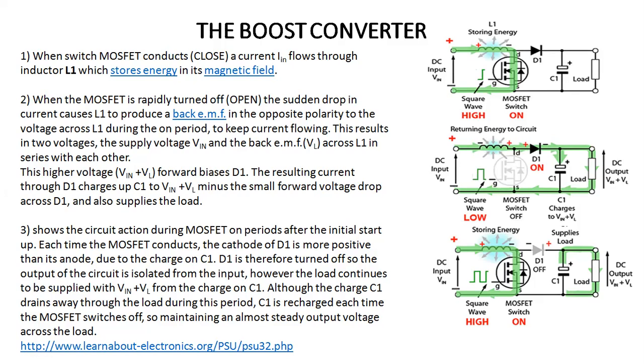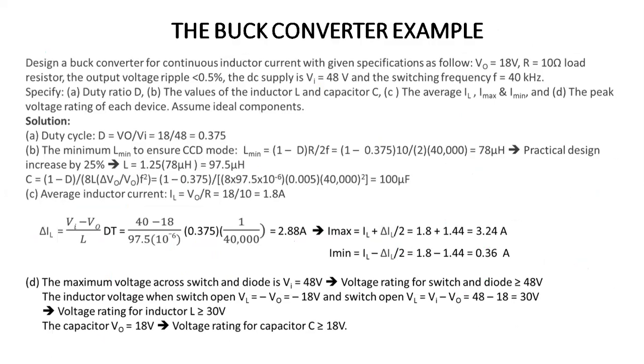So firstly, we will see one example for the buck converter. There is a question like: design a buck converter for continuous inductor current with given specifications, where the output voltage is 18 volt, load resistance is 10 ohm. It means this is the value for RL. The output voltage ripple is less than 0.5%. The DC supply, it means the input voltage, is 48 volt.